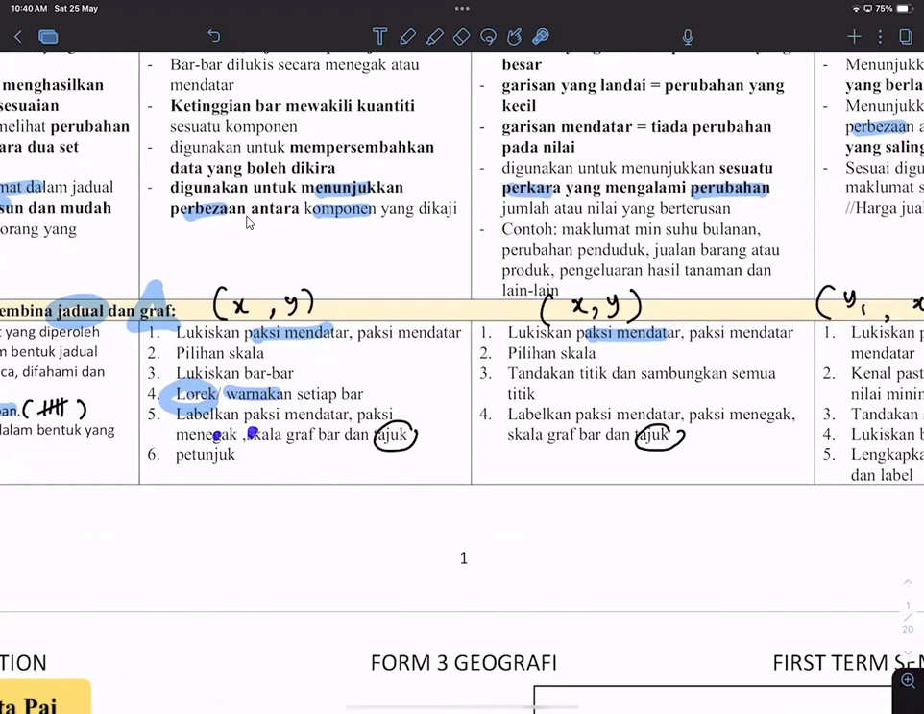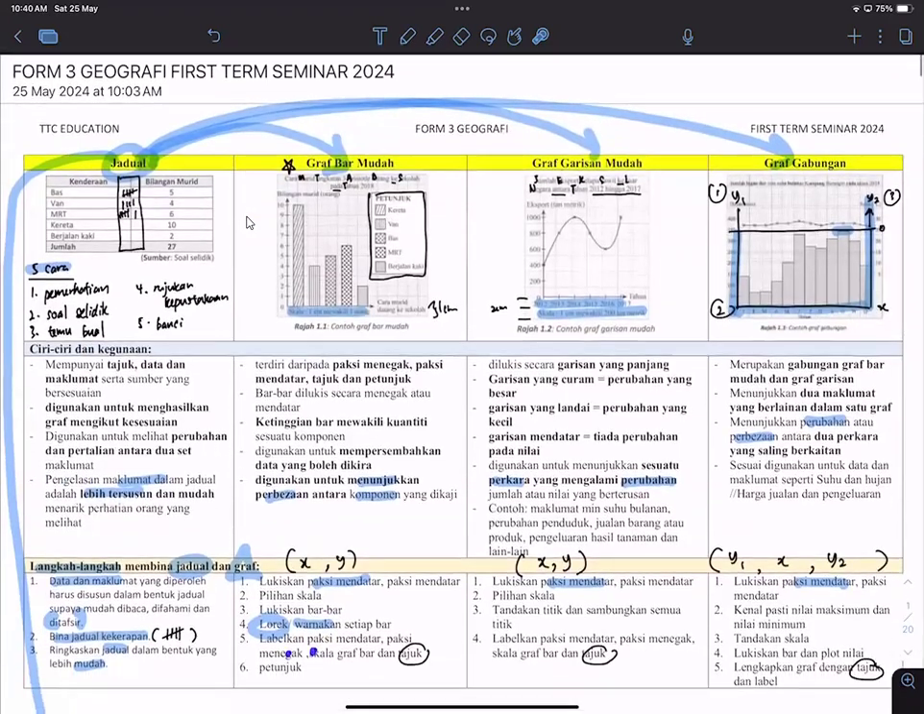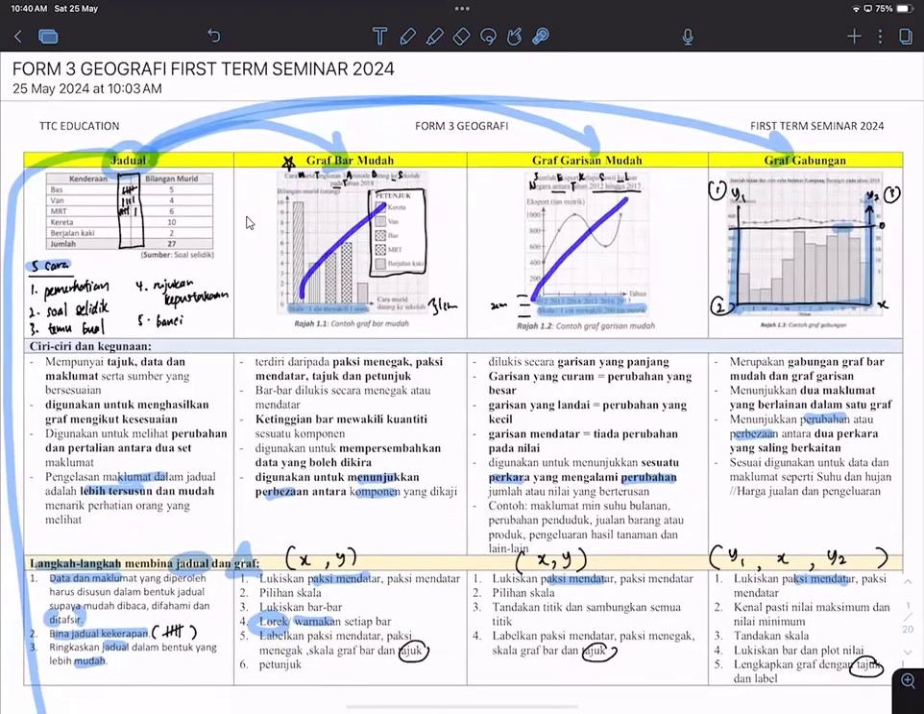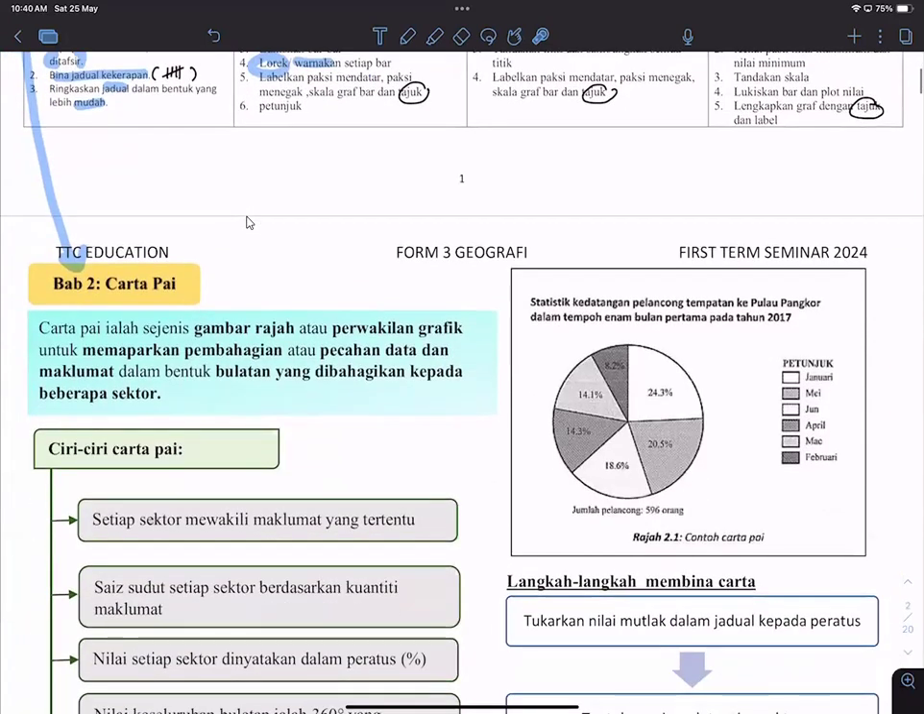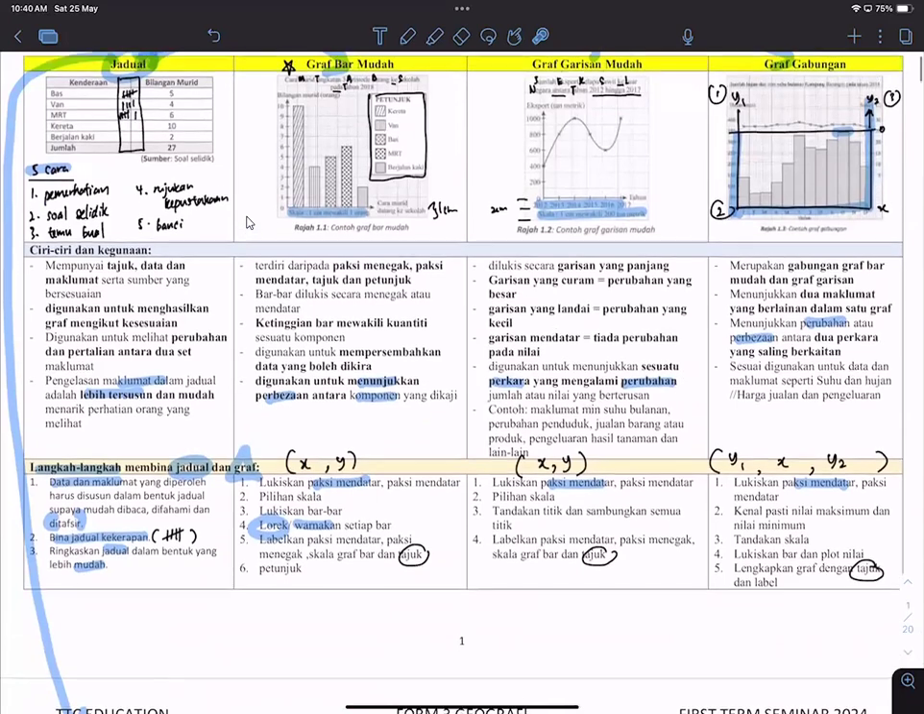Okay, so remember to label everything. Done for all the three: graph bar, garisan, and then gabungan. Any more questions before we enter the chatapai? Because once I conduct the chatapai, then we try to spam the exercise. Any questions for page one?